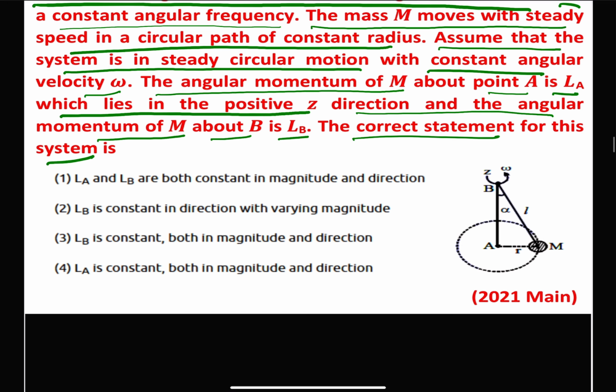So a basic figure is given to us. It is moving in the radius r, and we are having angular momentum about point A and angular momentum about point B, and we have to find out whether they are constant with respect to magnitude as well as the direction.